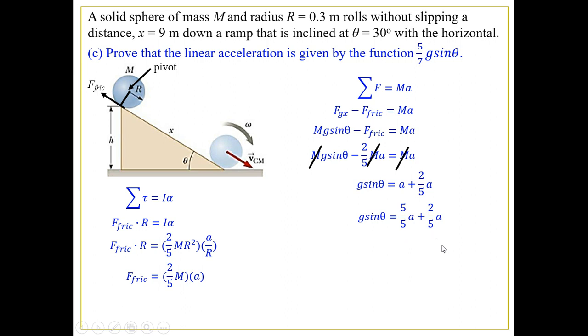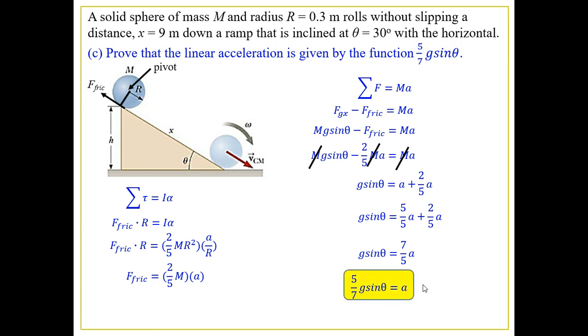Again, common denominator stuff. And from here, we notice that we have the like terms. 5 plus 2 is 7. The common denominator is just 5. So it leaves us with g sine theta is equal to 7 over 5 a. Again, 5 plus 2 is 7, and the common denominator is 5, so we just carry that 5 down. But to solve for a, we just multiply both sides by the reciprocal of this fraction, which is 5 over 7, on both sides. And that'll leave us with this particular statement.